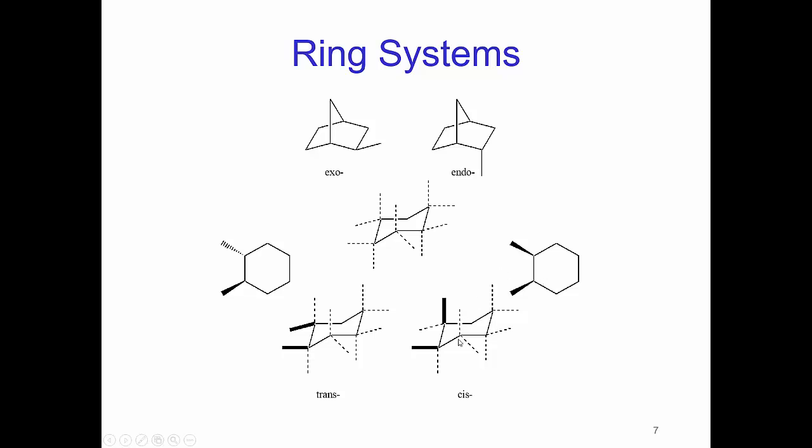So what do we mean by the same side of the ring? Well, this one's going up, right? We give it a wedge here. And this one's not going down. So in a sense, it's on the same side of the ring as this other one. So we're calling this one cis. But in three-dimensional forms, this is what it looks like. So this is what a cis looks like, and this is what a trans looks like.